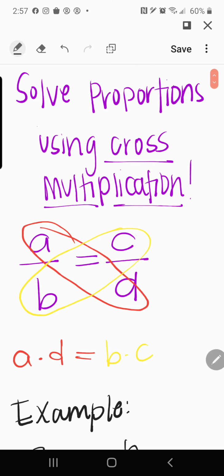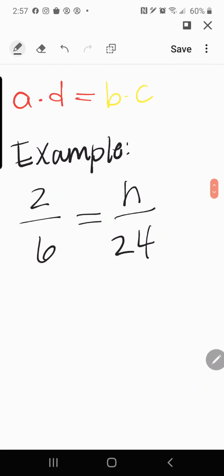Okay, so today we talked about solving proportions using cross multiplication. If we look at the general equation, A over B equals C over D, we know that the diagonals should be equivalent to each other when using the cross multiplication method. So A times D should be equal to C times B.